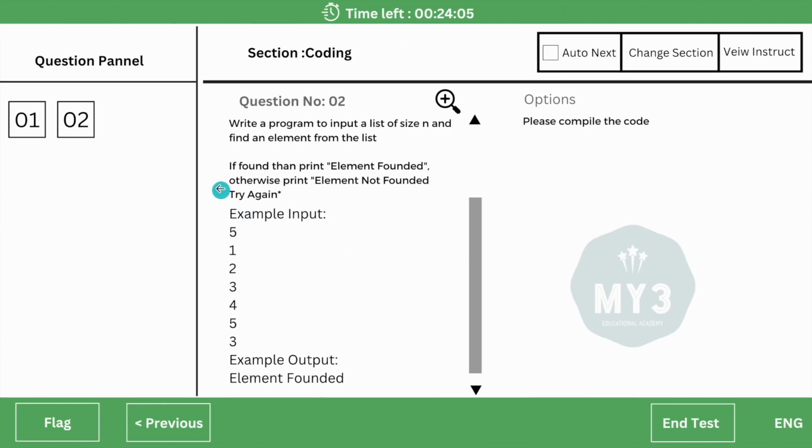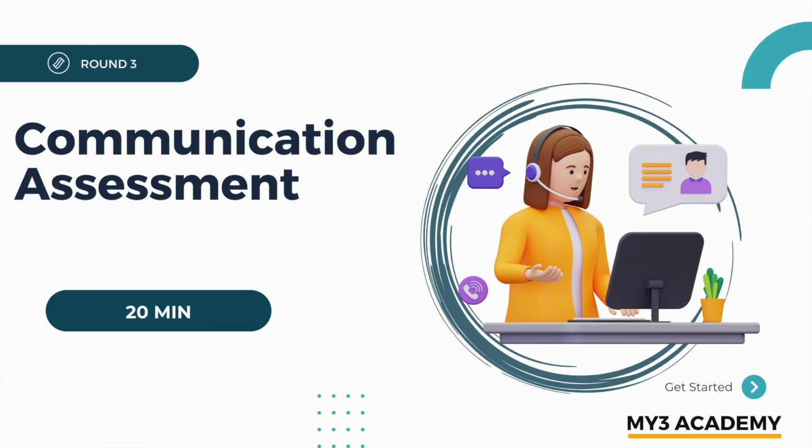The second question is given like this: write a program to input a list of size n and find an element from the list. If you find it, print element is found, otherwise print element is not found. So there is an array, and you have to write the code relevant to that. Very simple, not difficult. We are not getting difficult questions here. If you are able to compile both, then you will be able to see the next round.